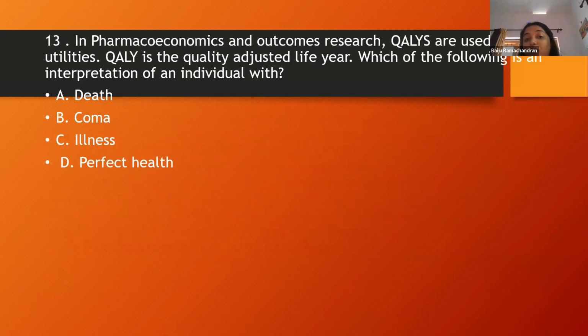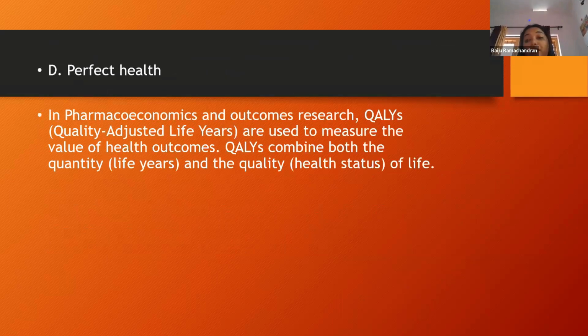Now, in pharmacoeconomics and outcome research, QALY are used as utilities. QALY is the quality adjusted life year. Which of the following is an interpretation of an individual with a QALY of one? So, quality adjusted life years means what? What does that interpretation mean is the question. Death, coma, illness, perfect health. So, what will be the answer? Simple, it is perfect health.